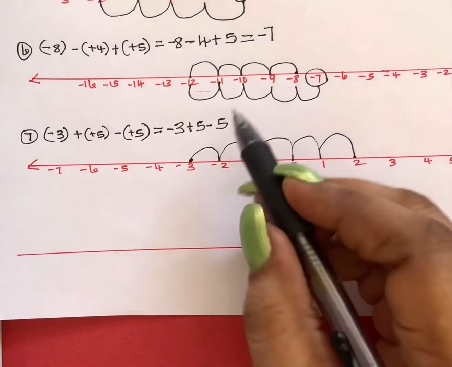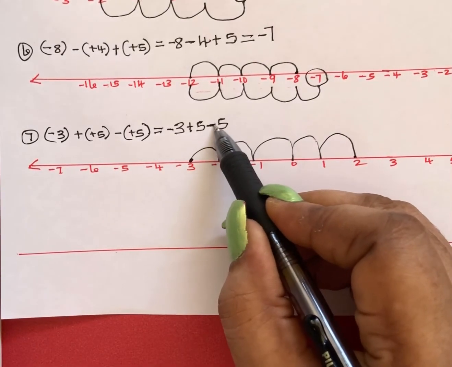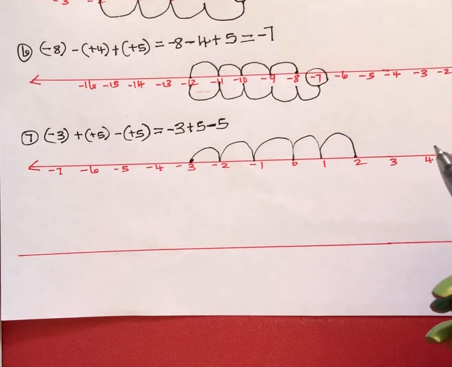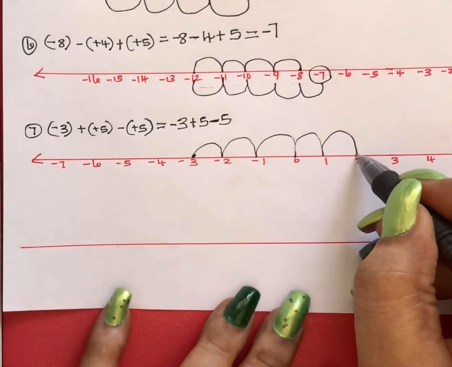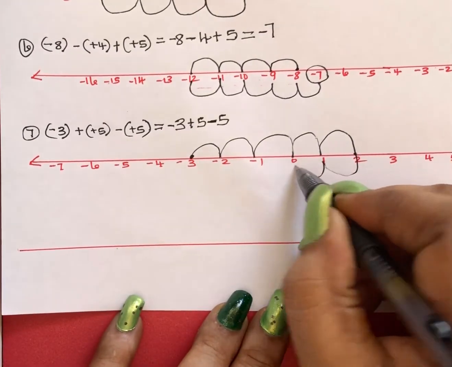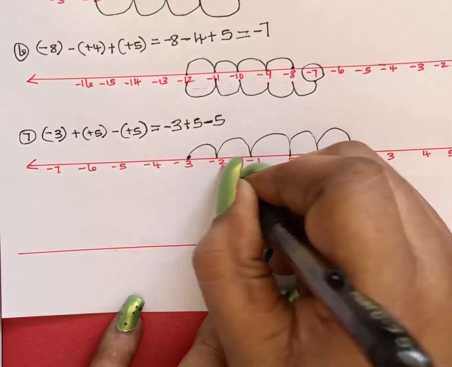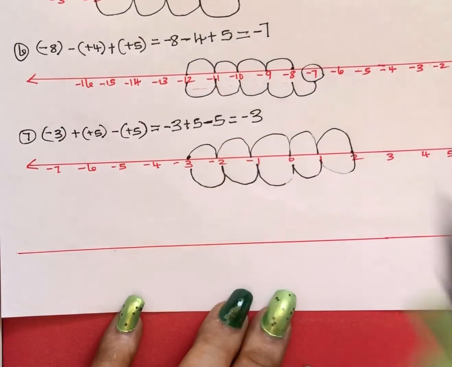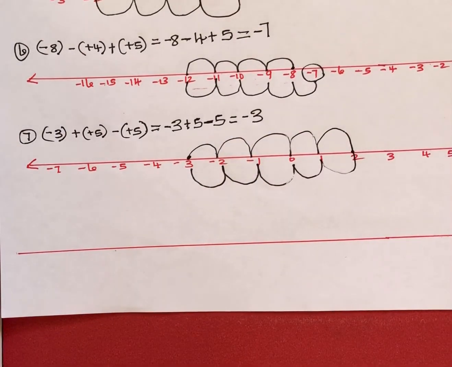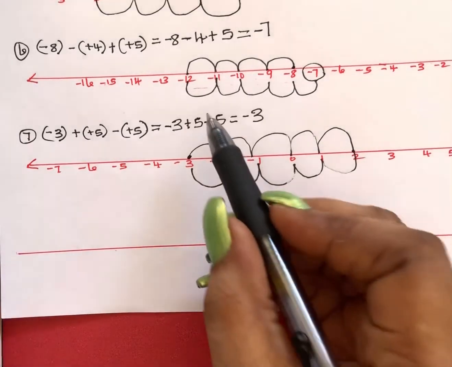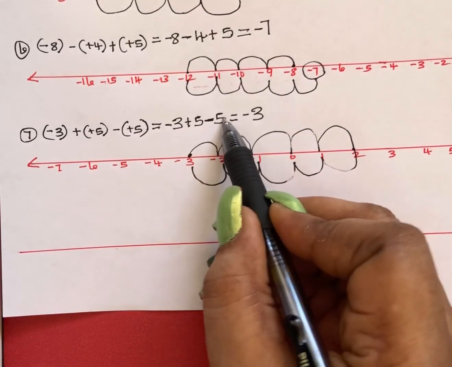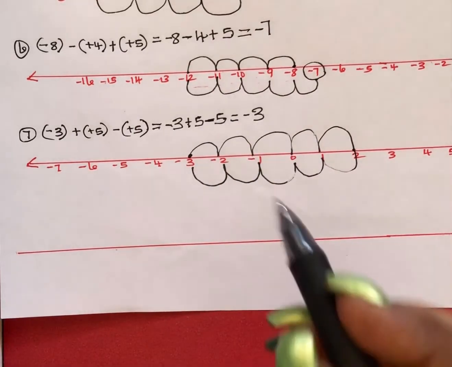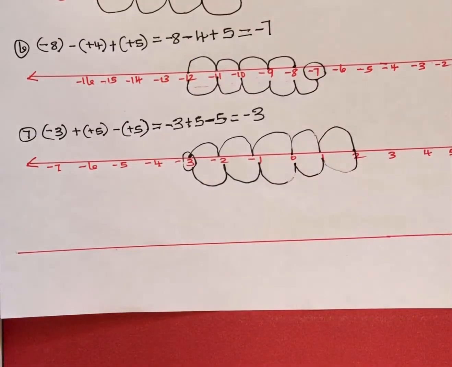Once I make the 5 moves to my right, I want to subtract 5. This means I'm making 5 moves to the left. So it's 1, 2, 3, 4, 5. What do you notice? We ended at our starting point. Look here. 5 minus 5 is 0. So we ended at our starting point, which is negative 3.